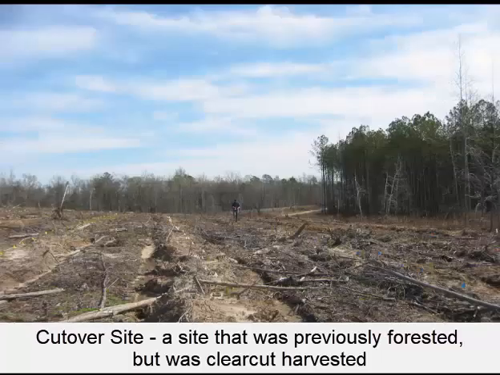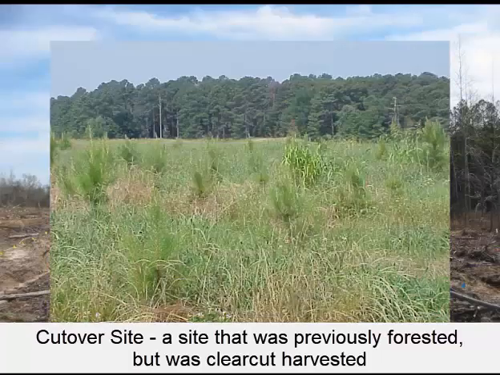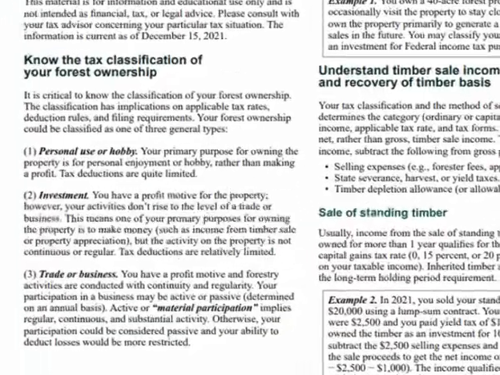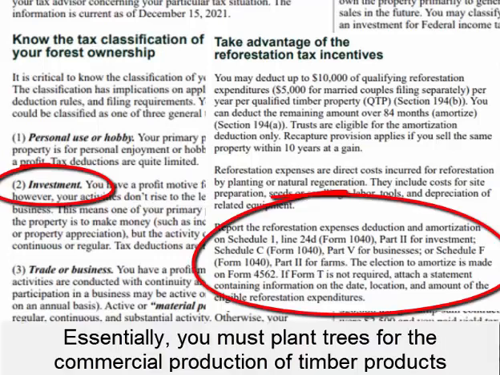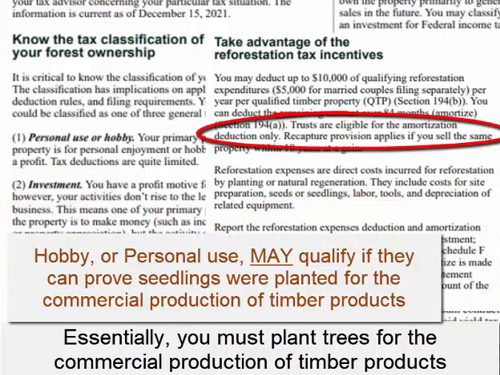This applies to the reforestation of a cutover site or afforestation, say, of an old field or pasture land. And this program is applicable to those forest landowners classified as investment owners or trade or business owners. And trusts can only use the amortization deduction component of the program.